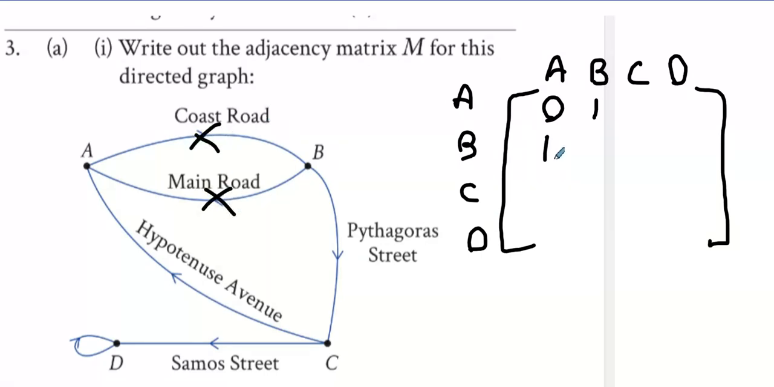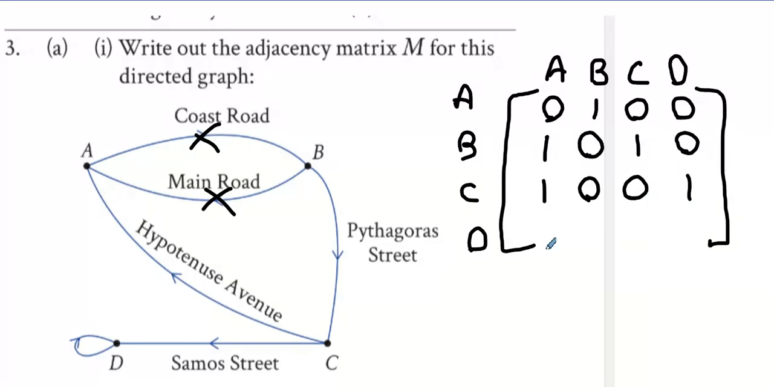Okay. Does A go to C? No. Does A go to D? No. Does B go to B? No. Does B go to A? Oh, we already have it once. Does B go to C? Once. Does B go to D? No. Does C go to A? Goes once, doesn't it? Does C go to B? No. Does C go to C? No. And does C go to D? Yeah, once.